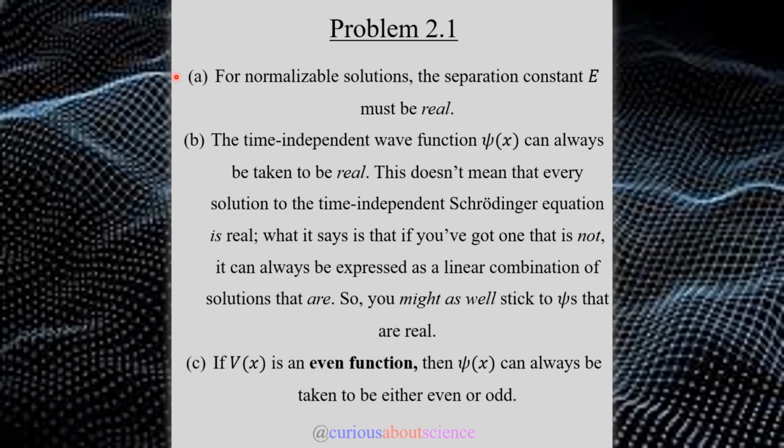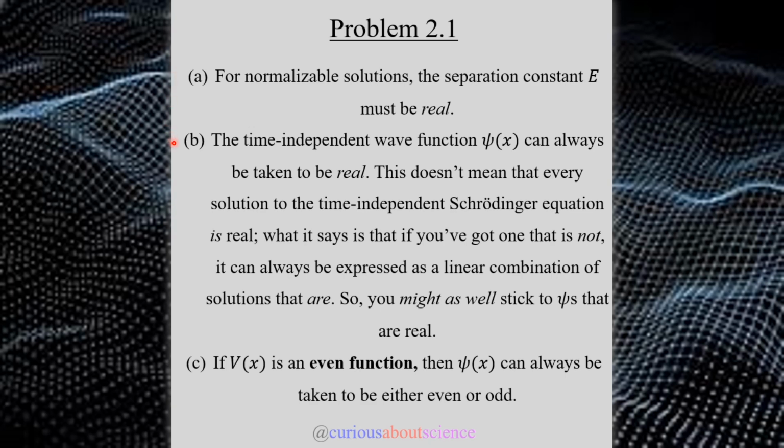Part A, for a normalizable solution, the separation constant E must be real. Now in question 1.17, we saw what happens to the probability when we had a potential that was complex. Now we must prove that the separation constant E, the energy, must be real.